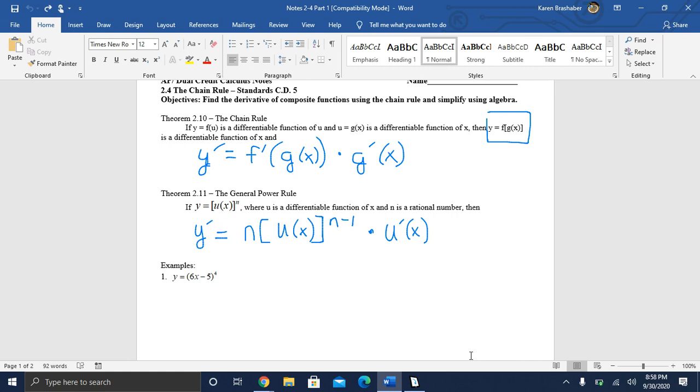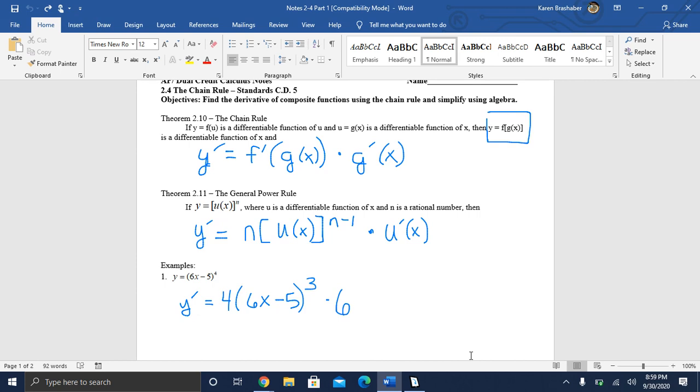So on this problem, we'll have y prime equals, we'll bring the 4 in front of the 6x minus 5. We'll keep that 6x minus 5 as it is. Reduce your exponent by 1, so we'll take it to the 3rd power, and then we'll multiply by the derivative of inside the parentheses. So the derivative of 6x minus 5 would just be a 6.